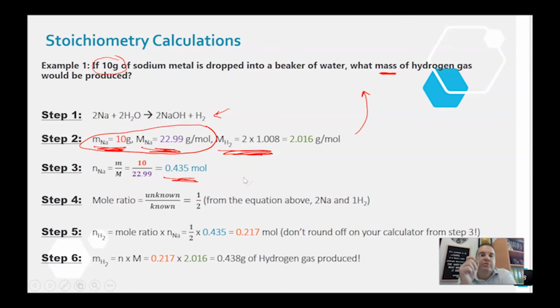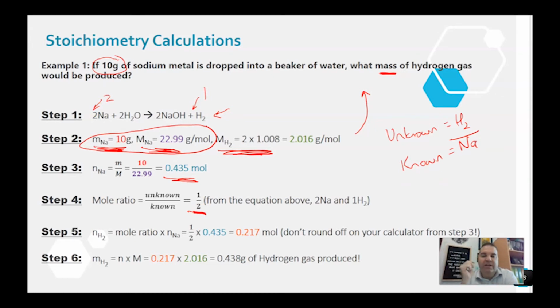Okay. Then we do the mole ratio. The mole ratio is something that some people find a little bit hard to get their head around to begin with. But we're doing our unknown over known. So we worked out that our unknown that we're trying to work out is the H2, and the known was the sodium metal. So we're going to do hydrogen over sodium. Having a look at the equation up here, in front of the hydrogen is a 1. It's not written, but that's what's there. In front of the sodium is a 2. And so that's why we get a ratio of 1 over 2 from the equation above.